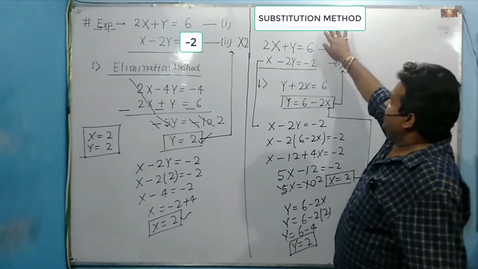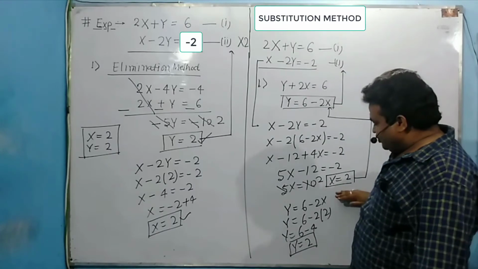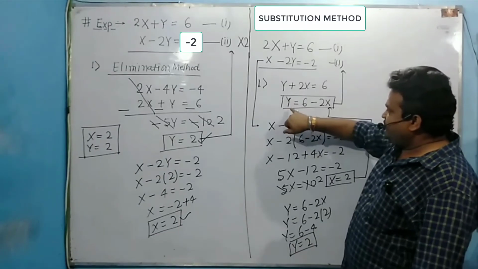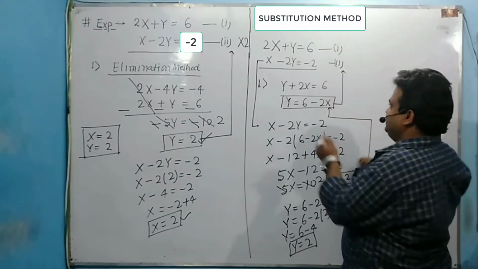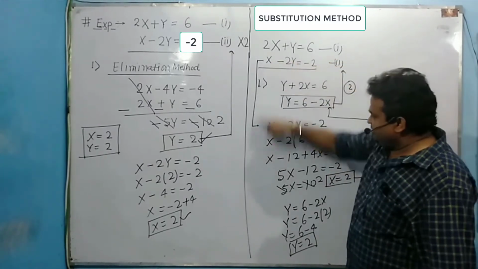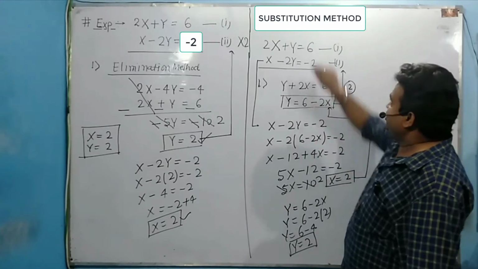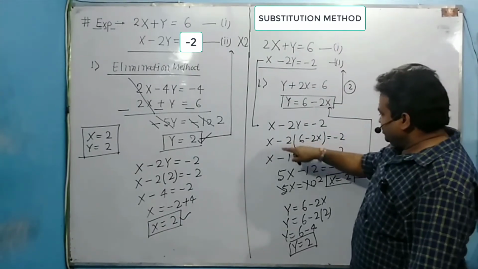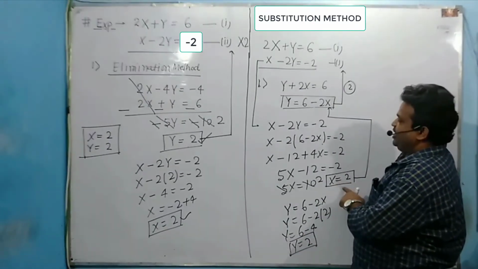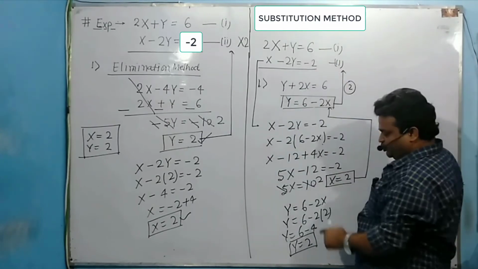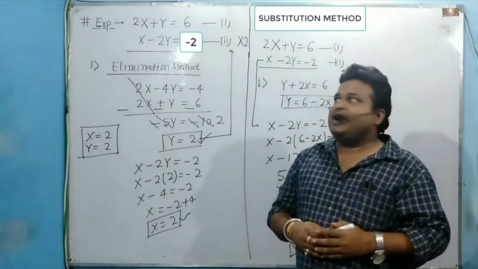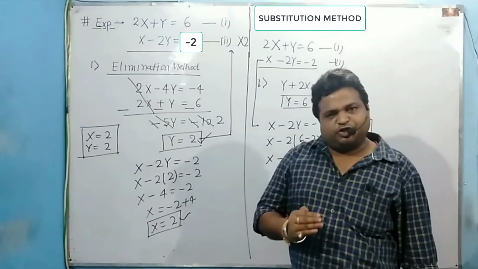Now the same in the substitution method: you will get the same result, x equal to 2, y equal to 2, but in this case you first take any equation and find one variable's value in terms of another. In step number 2, you substitute this value in the different equation. Once you put this value and solve it, you will get x equal to 2. After this, you can put this x value in any equation and you will get y equal to 2. So this is the solution of linear equations by the elimination method and the substitution method.